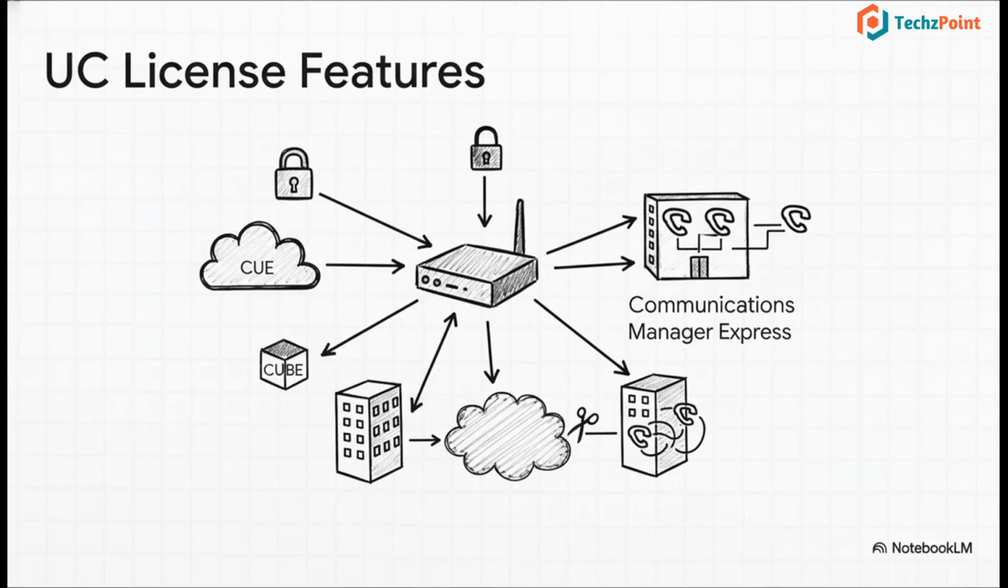For example, Communications Manager Express, or CME, lets you plug IP phones right into the network. No need for a separate, big, clunky phone server. And SRST is this really clever backup system. If your main connection to headquarters ever goes down, SRST keeps the phones in the local office working so people can still call each other and make emergency calls. It's all about building a reliable, all-in-one communication system.